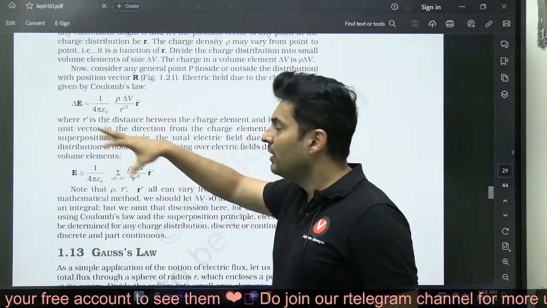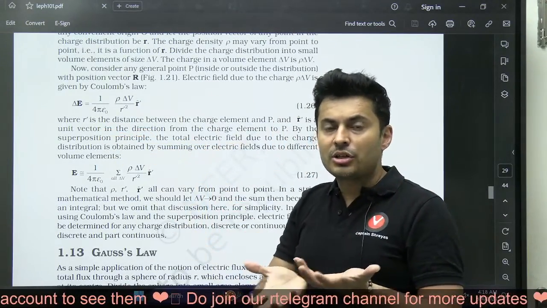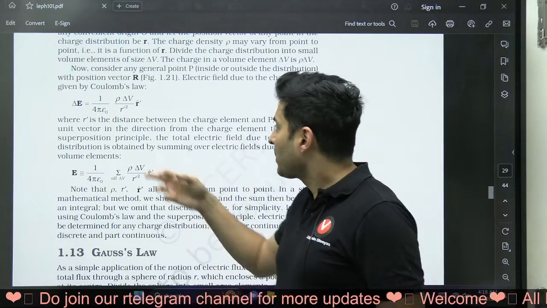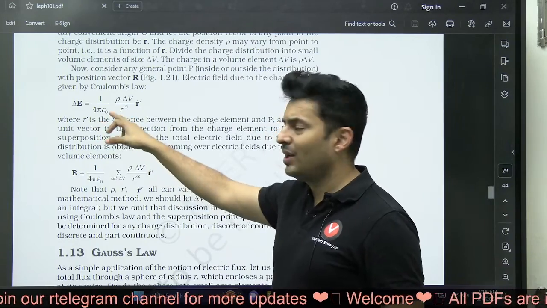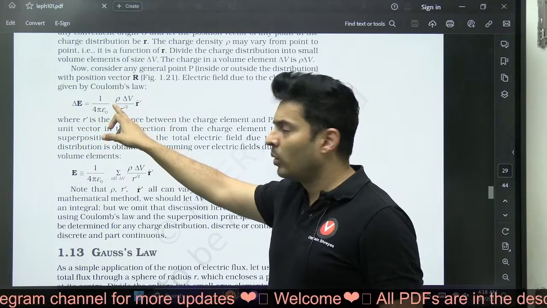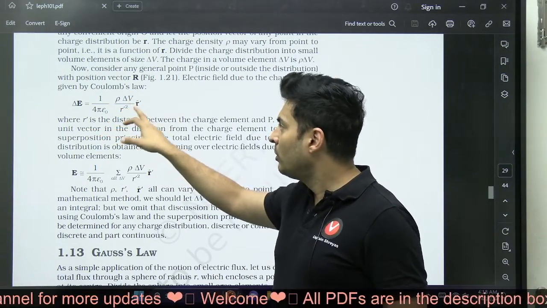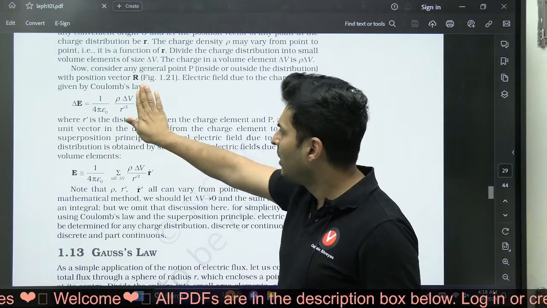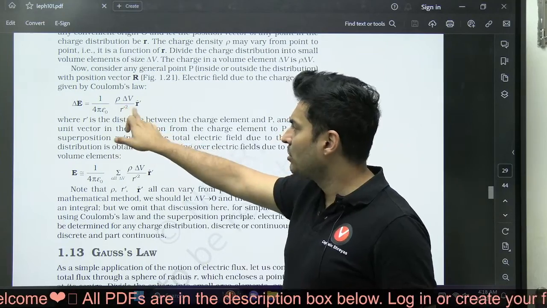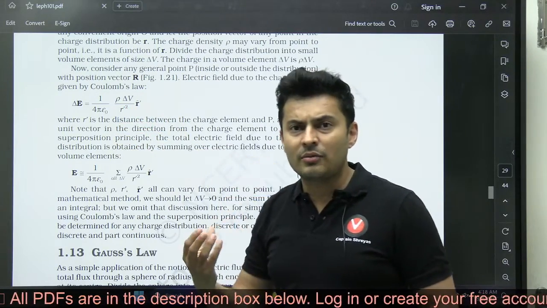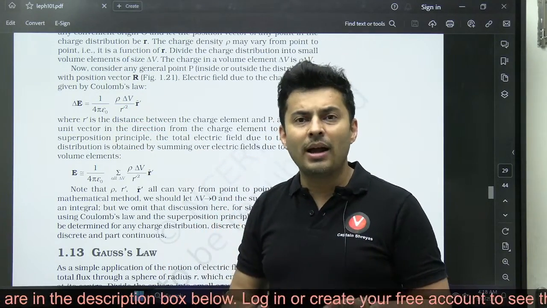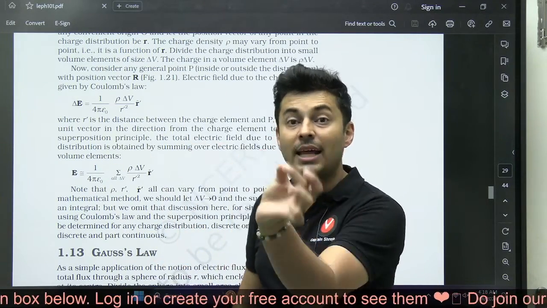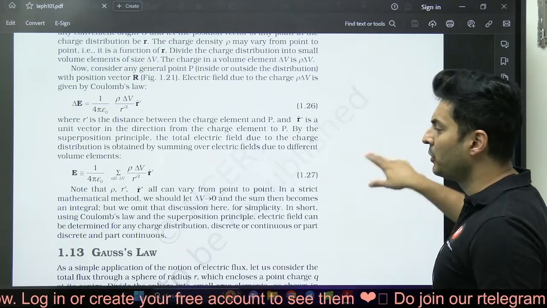So electric field, due to a uniformly distributed charge on a sphere, is given by this 1 by 4 pi epsilon naught, which is K, and then rho, which is density into volume, divided by r square. This is r hat. It's a vector form. Don't worry about it. So just remember the formula in scalar form. That's enough. It's just kq by r square. So the uniformly distributed charge in space behaves like a point charge. That's what you can get to know from here.